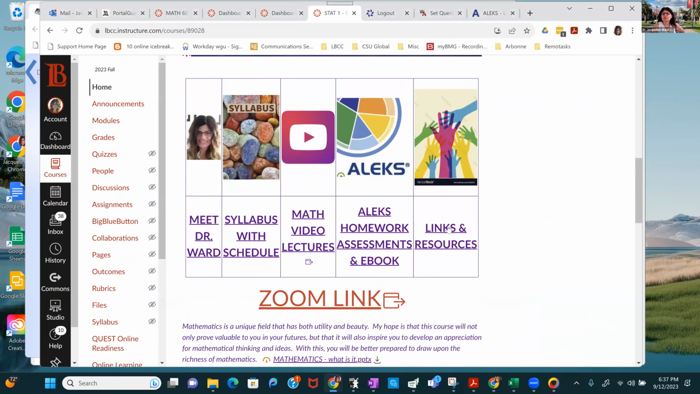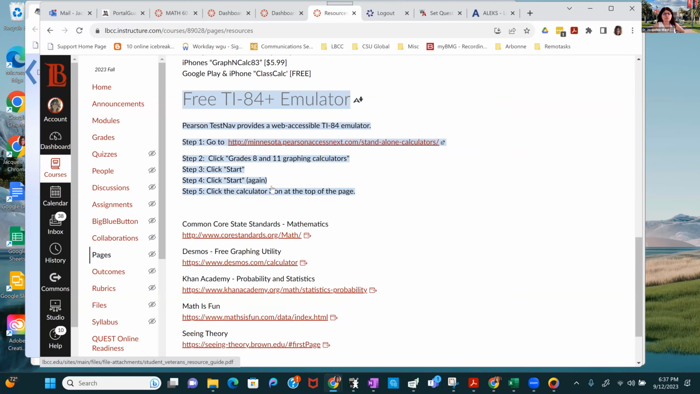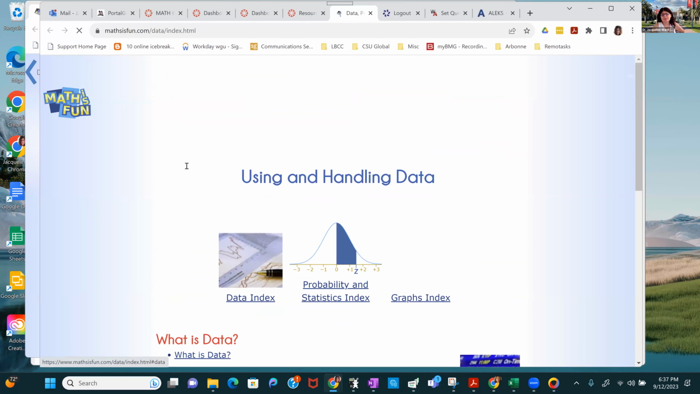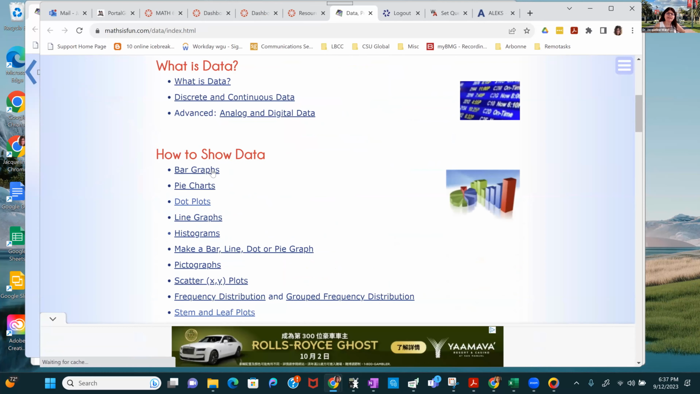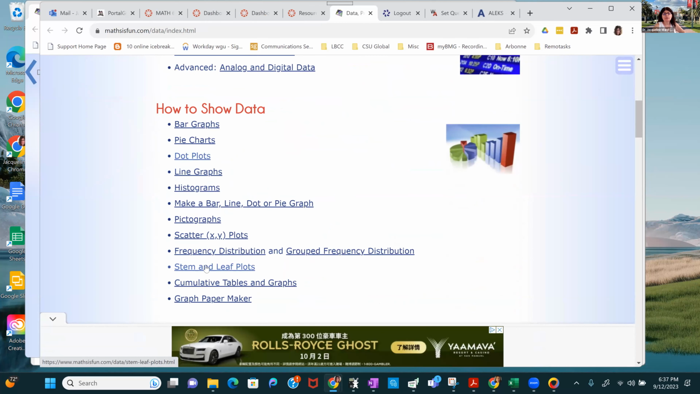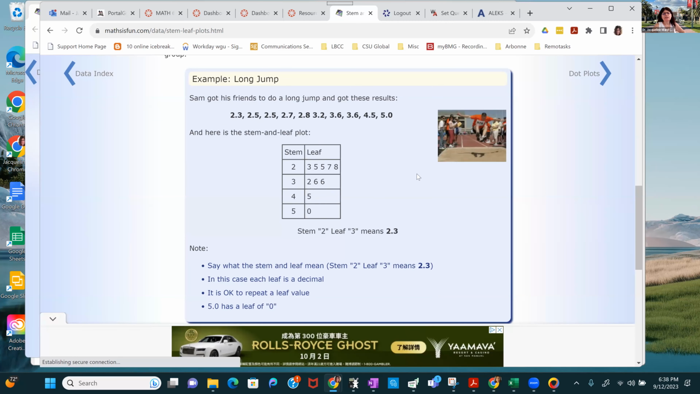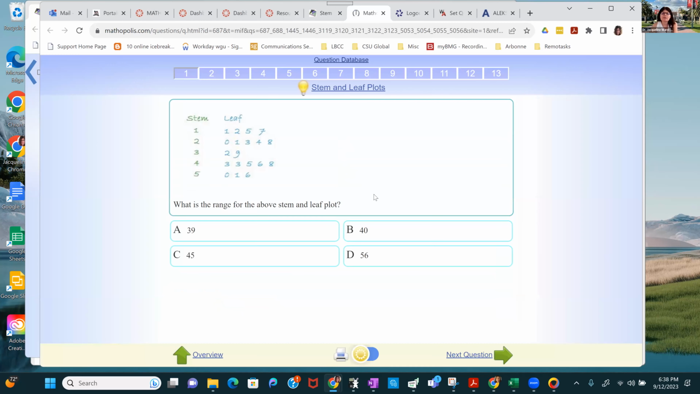Right from the home page, you go to links and resources. Scroll down, and here we go. So there are other ones too, but just reminding you about this one. It starts out, what is data? Discrete and continuous data, right? How to show data, bar graphs, pie charts, etc. And right now we're looking at the stem and leaf plots. They not only have examples and different explanations, but they also have little practice questions. So it's just kind of nice. I really like that website. They've done a great job, I think.